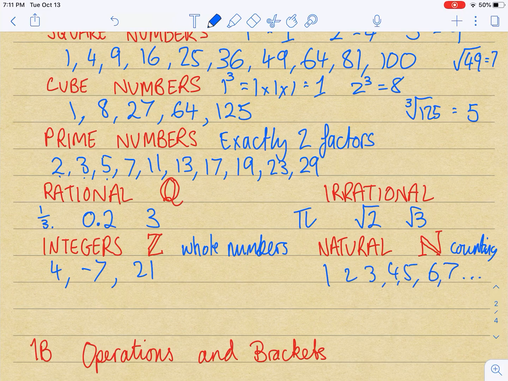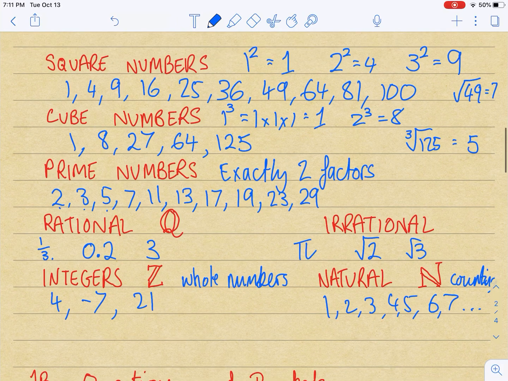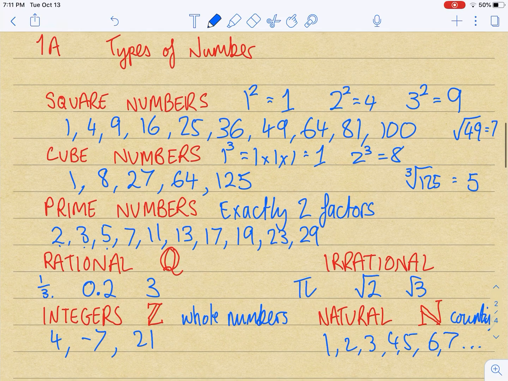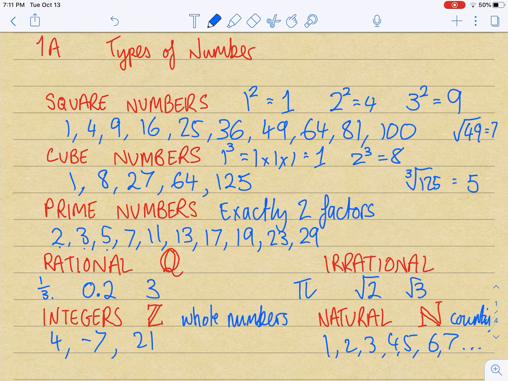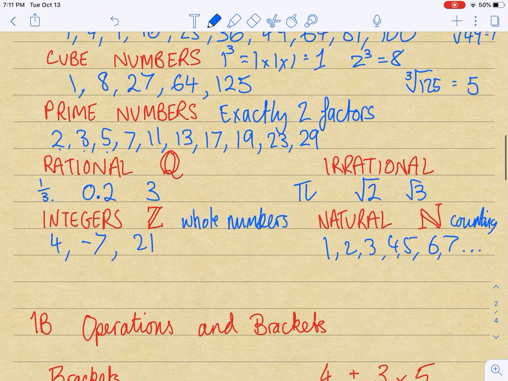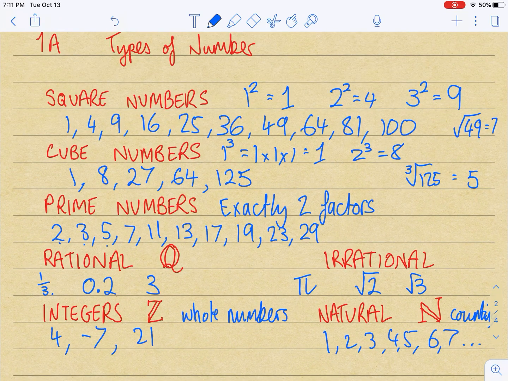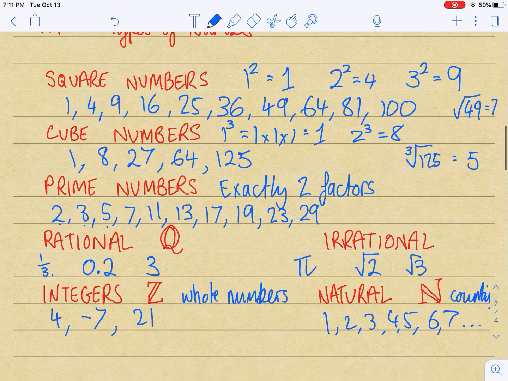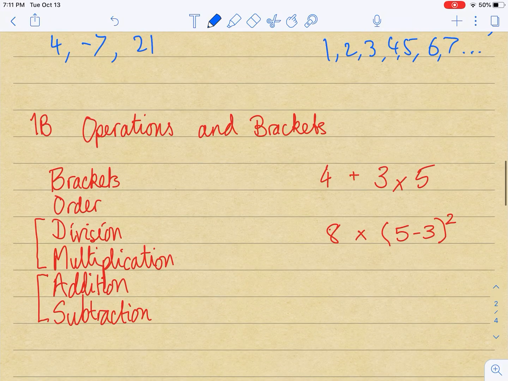8, 9, 10, 11. So they are counting numbers, the ones we have in real life. And those are sort of the main little revision notes for types of number. I would suggest you make a note of those. Try and jazz them up so that you will remember them, especially the terminology. Prime numbers, a number with exactly 2 factors.